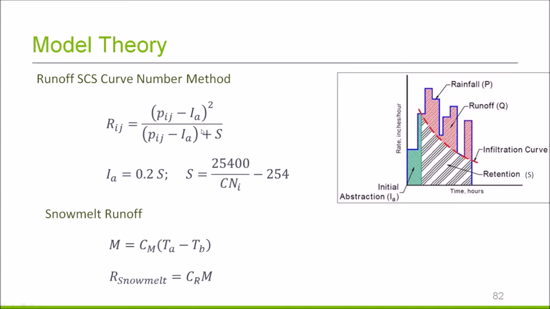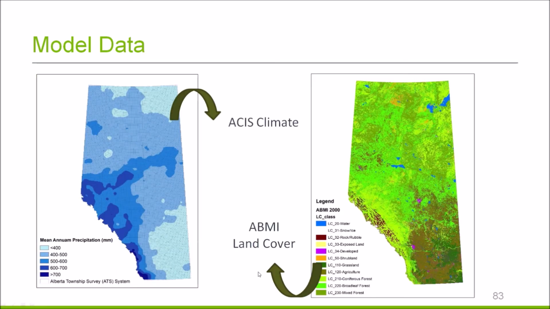Now, in order to estimate the runoff, we use the SCS curve number method. This is a very popular method developed by the United States Department of Agriculture. We also have a basic snowmelt runoff model. The model needs data in a gridded scale, so the model is developed in a township grid scale. So we needed climate data, soil data, and other information in a township grid.